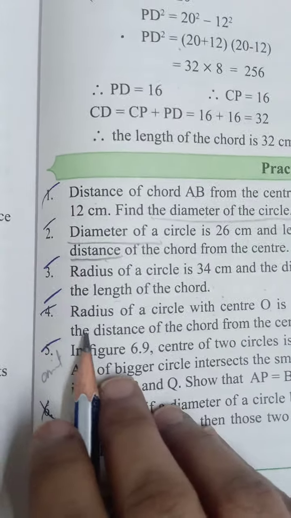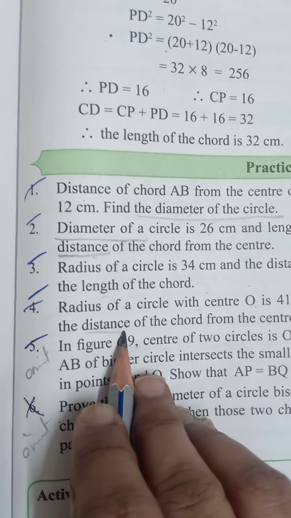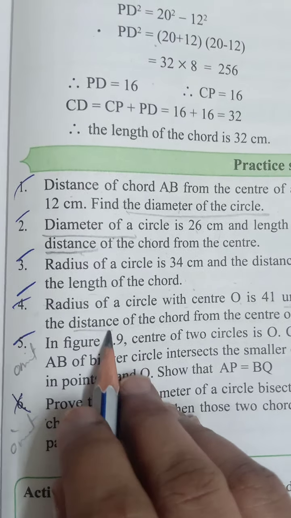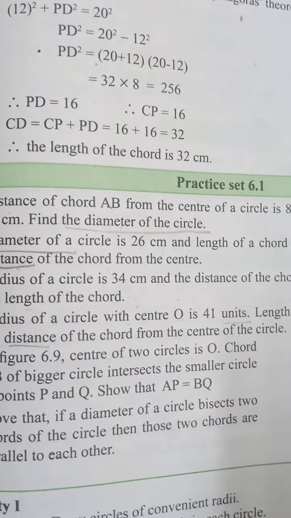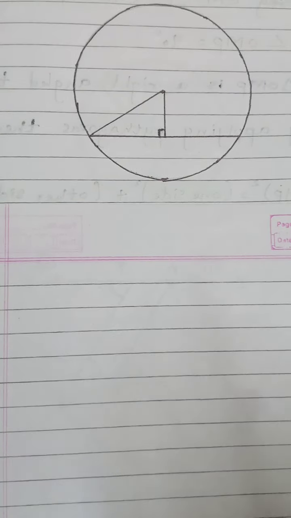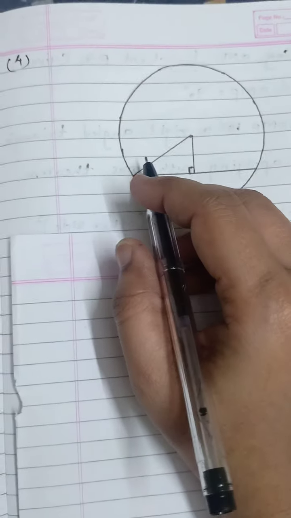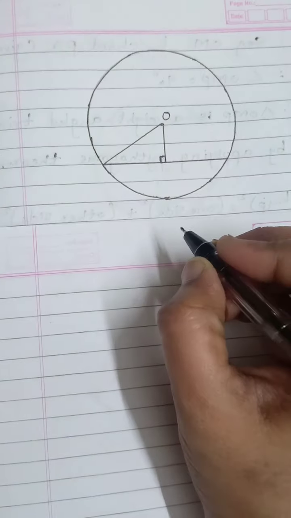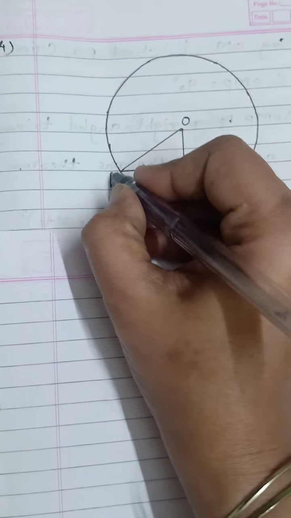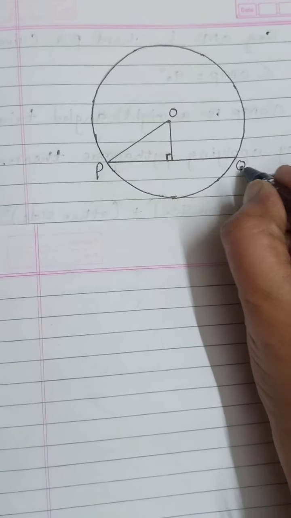Find the distance. Distance means, I have explained to you, the perpendicular distance. We have to find it from the center of the circle. So now we will see how to solve this question. So here, question number 4. In that, O is given as the center of a circle and PQ is given as a chord.